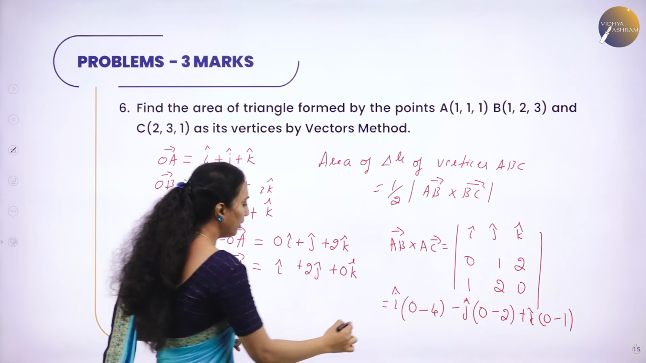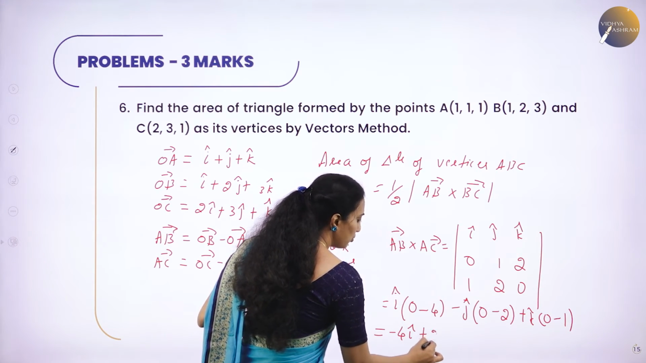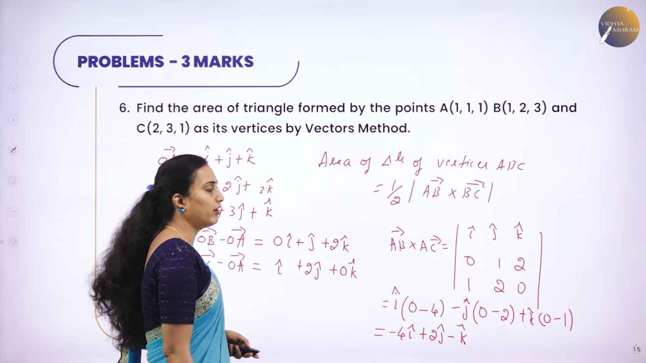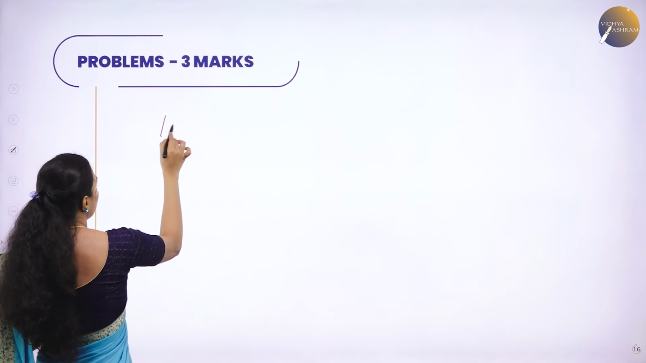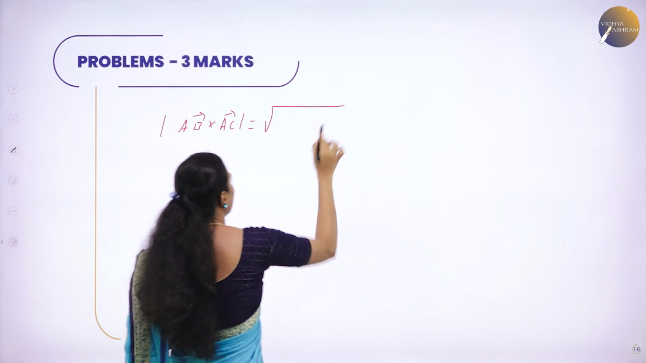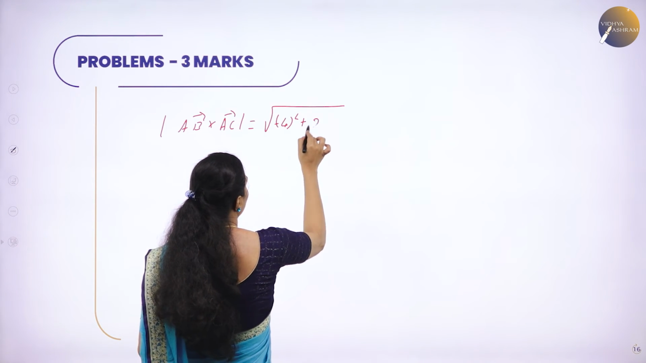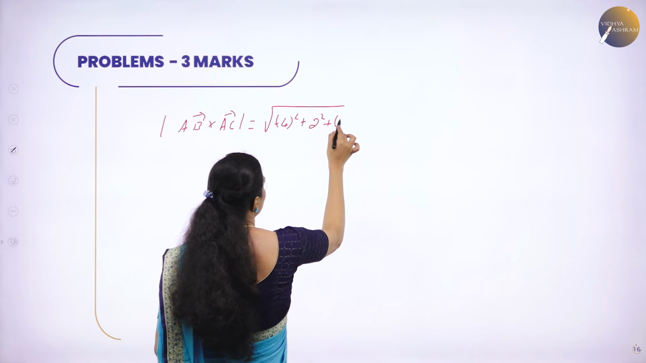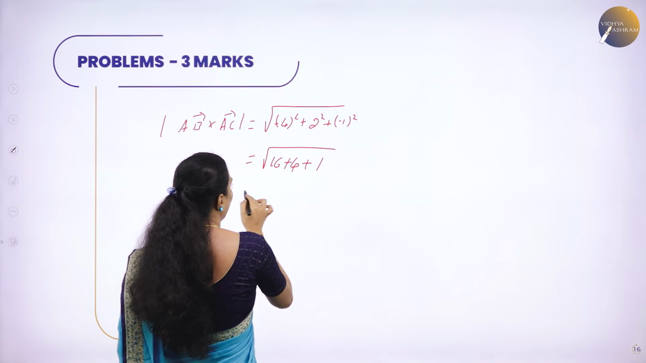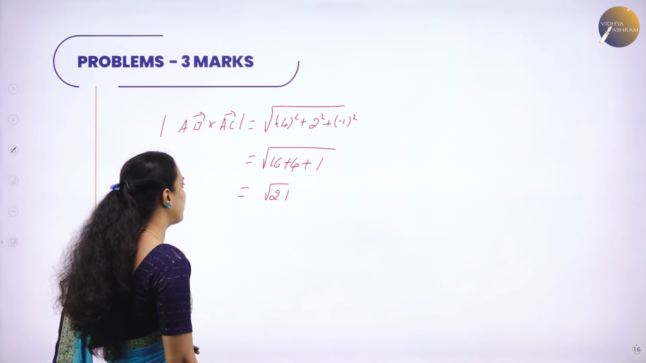So you are going to get minus 4i cap, minus into minus is plus 2j cap, plus into minus is minus k cap. So this is what the AB vector cross AC vector is. Now let us find out the magnitude of AB vector cross AC vector, which will be under the root of minus 4 whole squared plus 2 whole squared plus minus 1 whole squared. So under the root of 16 plus 4 plus 1, which is 21. 16 plus 4 is 20, 20 plus 1 is 21.